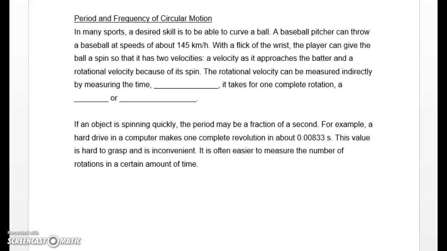There's a velocity as it's approaching the batter, and then there's that rotational or circular velocity because of its spin. So the rotational velocity can be measured indirectly by measuring the time, which we call the period, capital T, it takes to complete one rotation. And another word for rotation could also be, say, a cycle or a revolution.